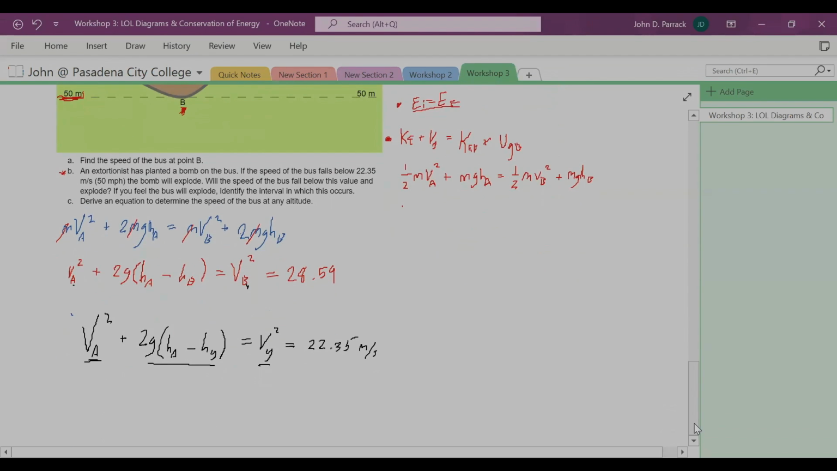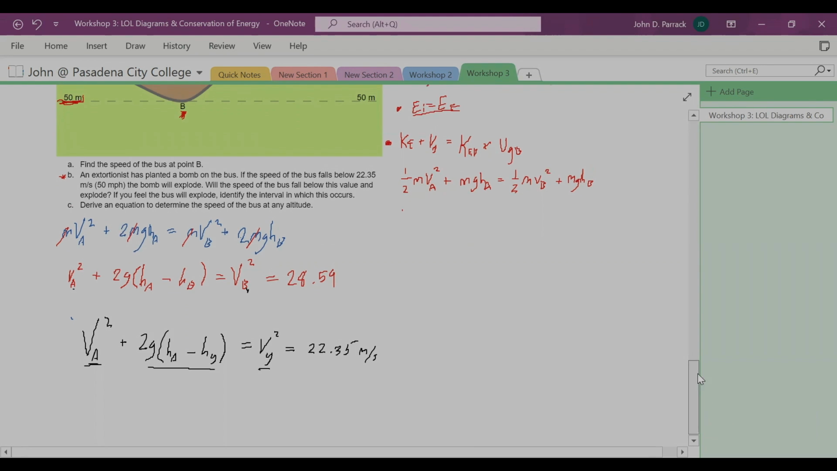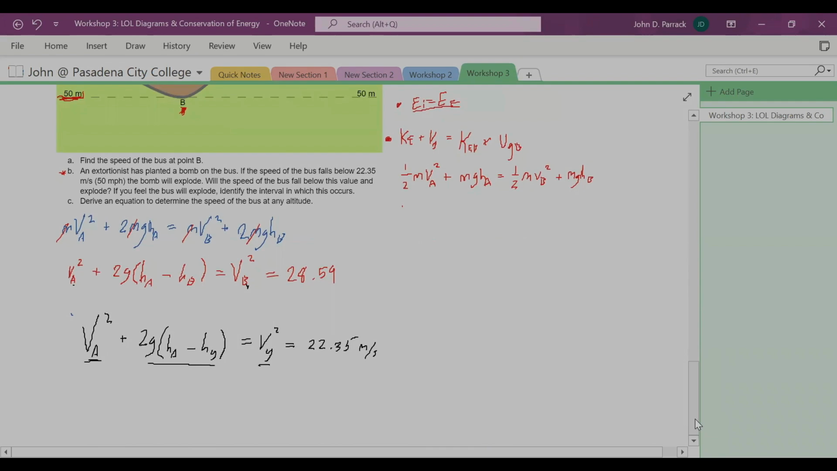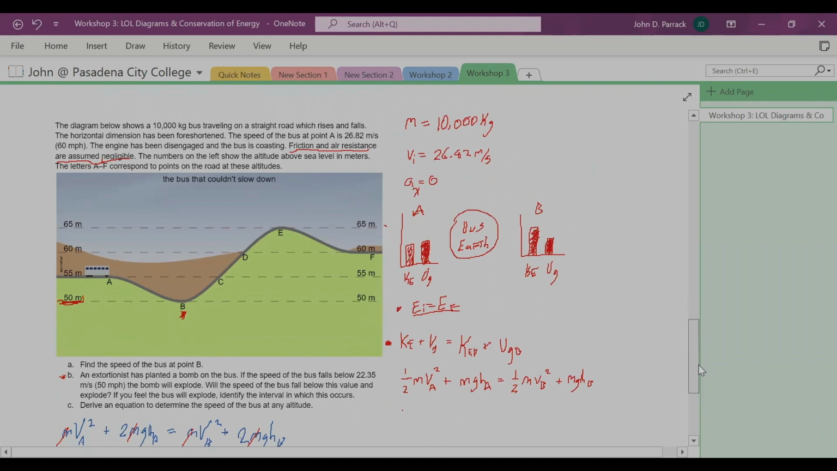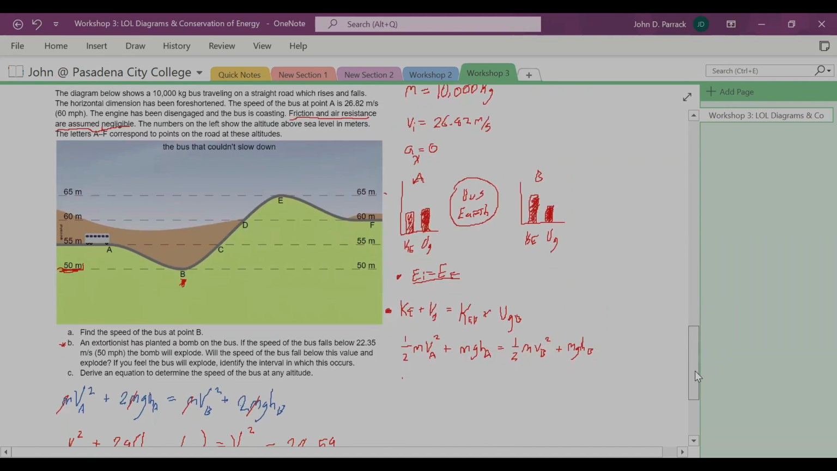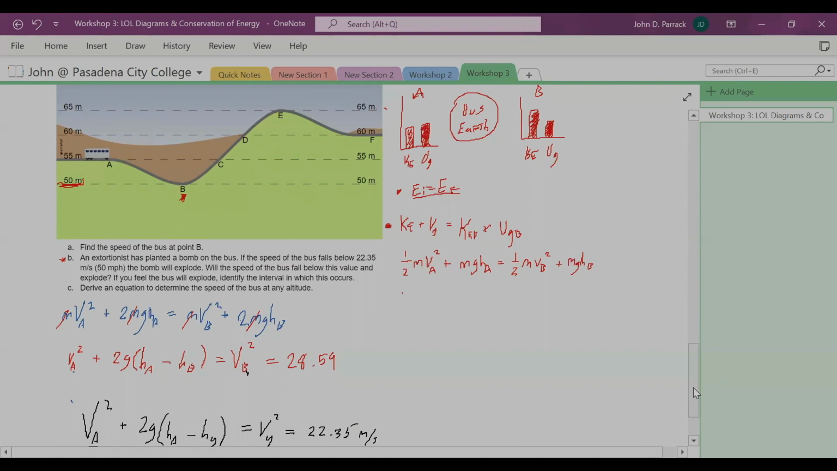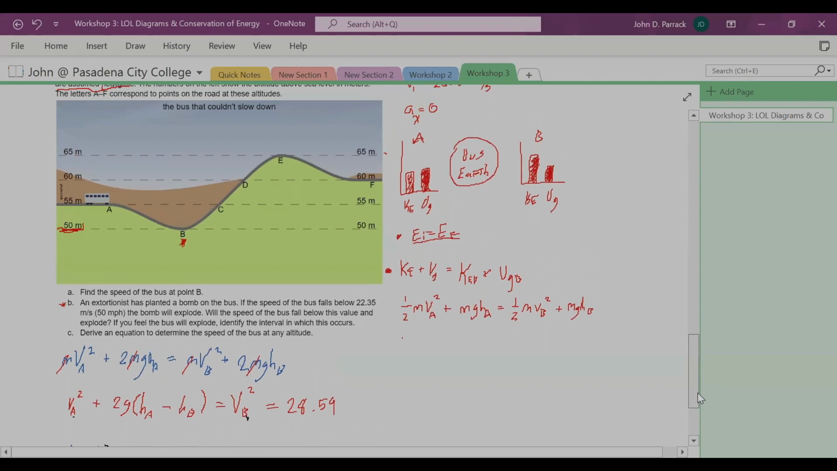So we'll just go in with our calculator. We're going to do the square root of 26 point, I keep forgetting what the initial velocity was. Was it 82? Yes, 82. 26.82 squared plus 2 times 9.8 times, HA was 55 meters. So 55 minus 60 is going to be negative 5 meters. What will that get us? That gives me 24.9. So we've not yet exploded.